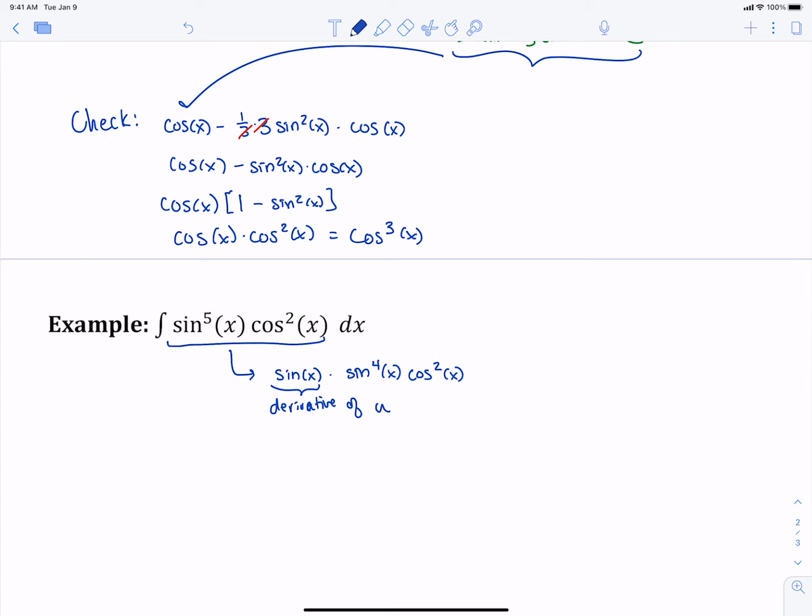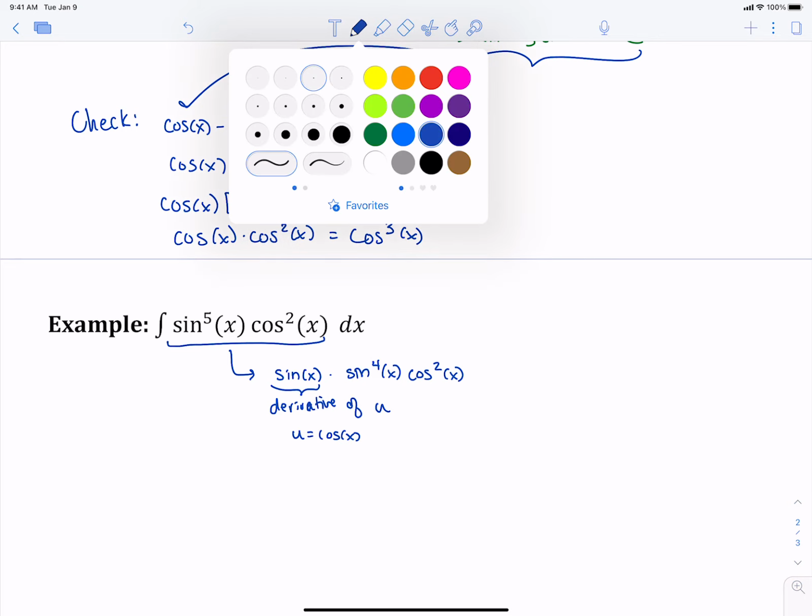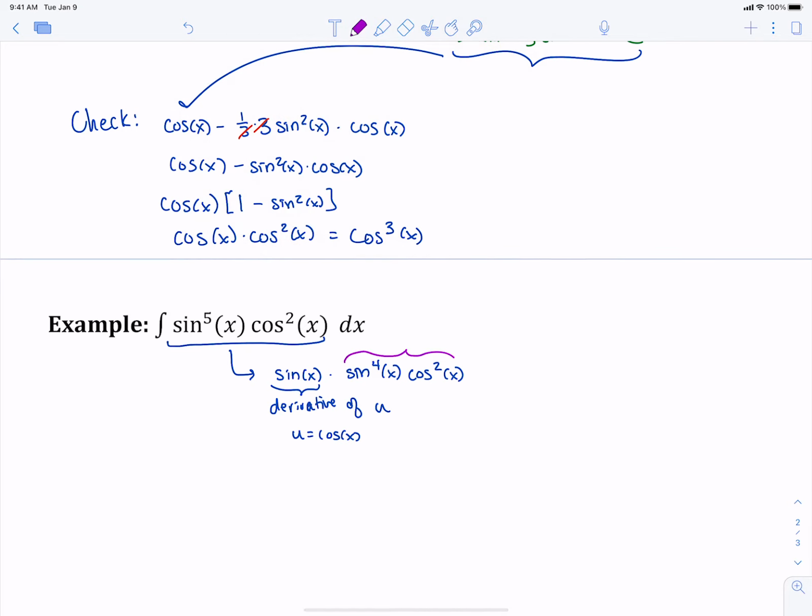So we're kind of setting ourselves up and rewriting this. So it's going to be set to go to do substitution. This is going to be the derivative of our u, meaning that u is going to be cosine of x. So what we've got left over here, the sine to the fourth cosine squared, we need to get all of this in terms of just cosine.